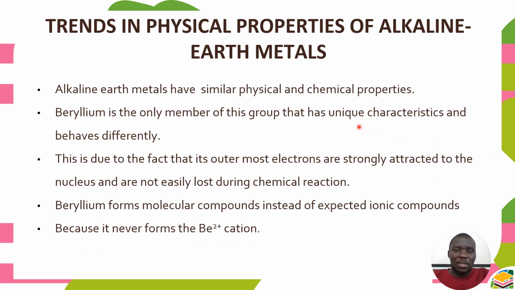So that's what it means when we are saying it has unique characteristics, different from other members, while other members will be able to form cations because they will be able to release their valence electrons. The reason why they are able to release their valence electrons is that the atomic radius increases. This makes their valence electrons easily released during chemical reaction.